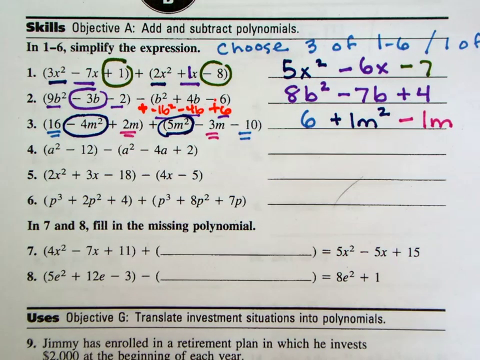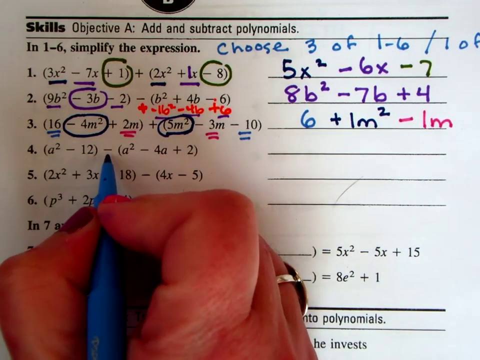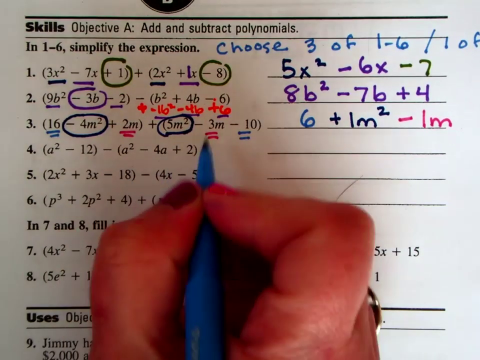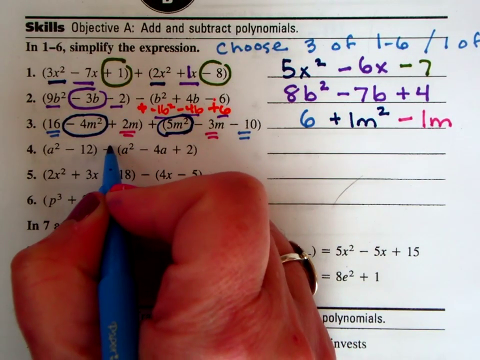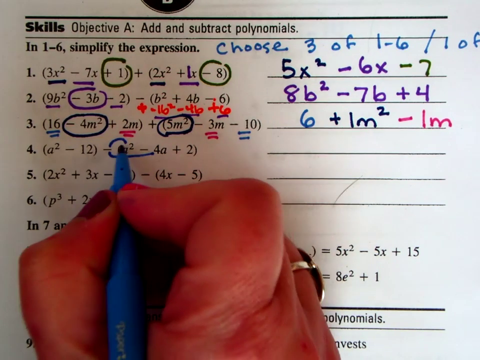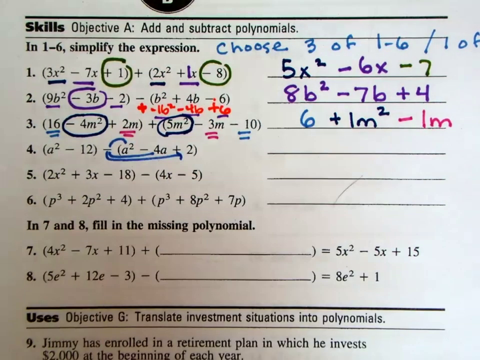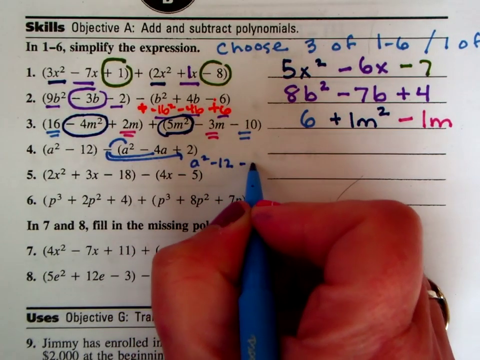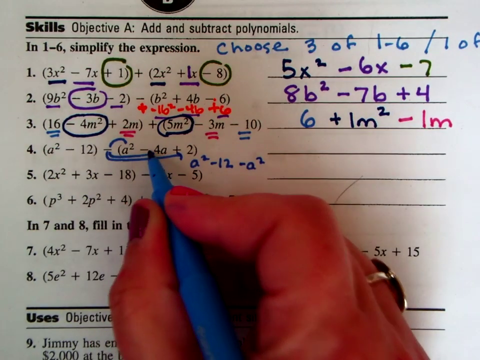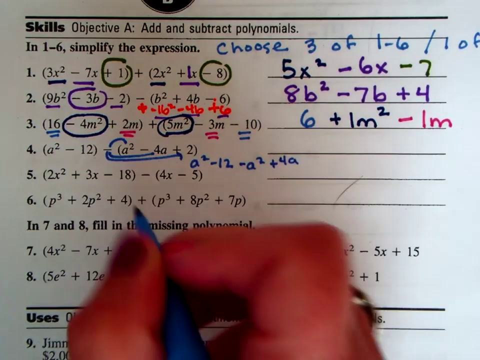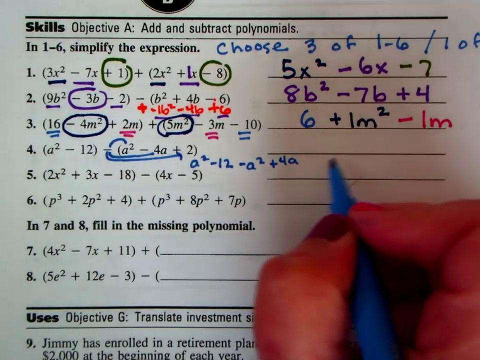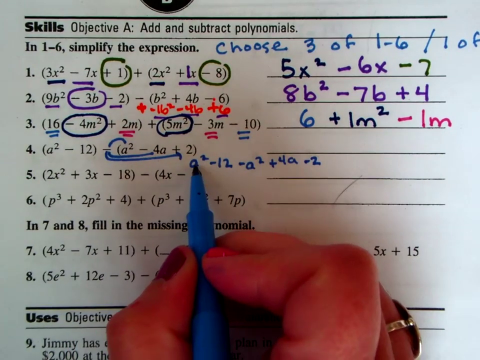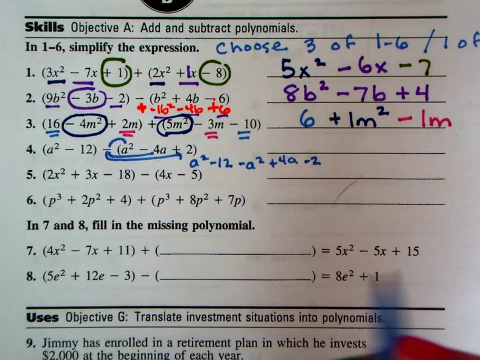So if you chose this next one, this one has a minus in front of the parentheses. So just like any subtraction where you are subtracting everything in the parentheses, we're going to distribute that to each one of these like we did last year. Okay, so this becomes a squared minus 12 minus that a squared. Negative times a negative makes it plus 4a. And then negative times this positive makes it minus 2. So then, when I do a squared minus a squared, that just kind of crosses out. So those are gone.